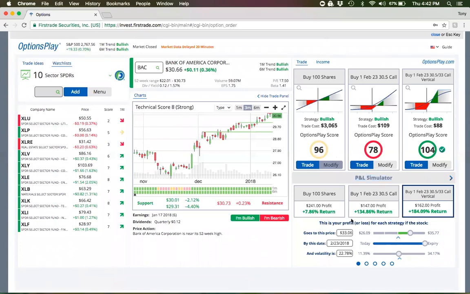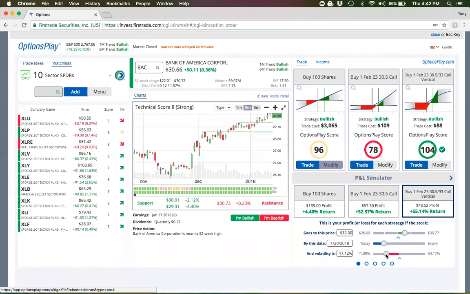So here, we know that the stock reports on January 17th. So I'm going to choose a date just a few days after January 17th. Let's choose January 20th, 3 days after earnings. The stock's trading at $33 right now. So let's say, what happens if I think the stock's going to go up to $32? And like I said, we know volatility comes down right after earnings. So volatility is pretty high right now at 22% on Bank of America. So what happens if volatility comes back down to, let's say, 17% roughly?